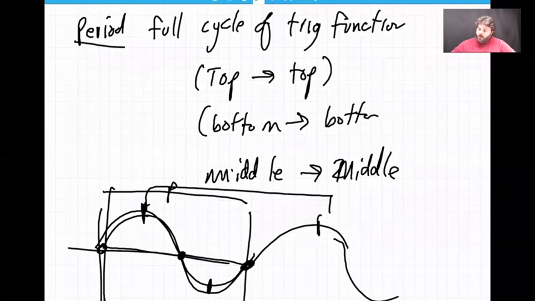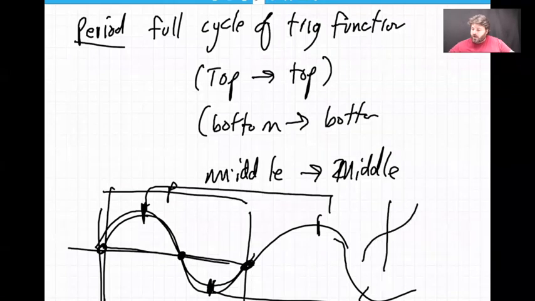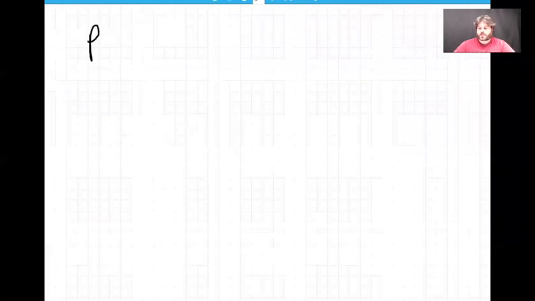Or you can measure from the bottom to the bottom. Either way, you're going to find the same length. So from top to top, bottom to bottom, or the middle to the middle, that makes sense. If we're looking at the tangent, you could do the distance from this middle to this middle, or from anywhere to the same point. Okay. All right.